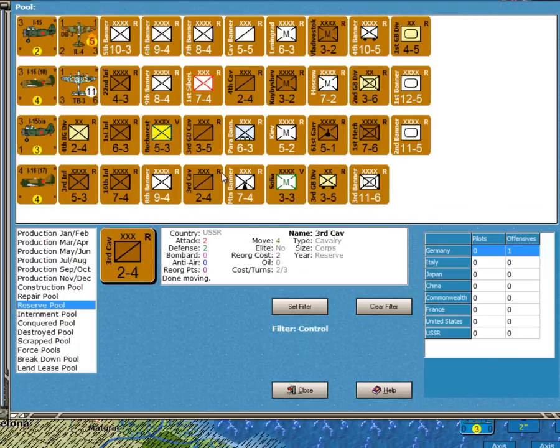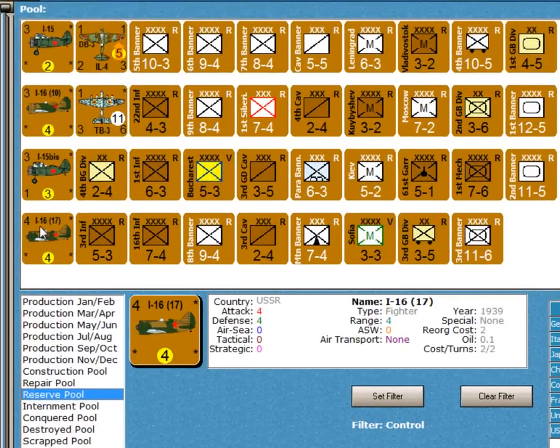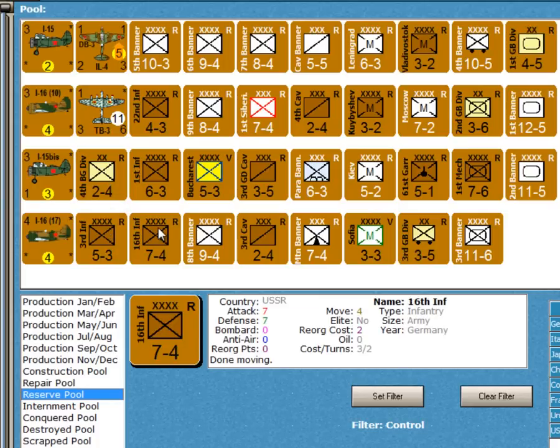Let's filter this to just look at the USSR units. So here's what the USSR has in the reserve pool. They have 6 planes. They have a number of R units. If you'll notice, they have different types of R units. For instance, this cavalry here, when we go down and look at it, its year is listed as reserve, which means that as soon as the USSR goes to war, this unit is going to be placed on the map. But the infantry over here, 7-4, has as its year Germany. And what that means is that if the USSR goes to war with Germany, it becomes available.